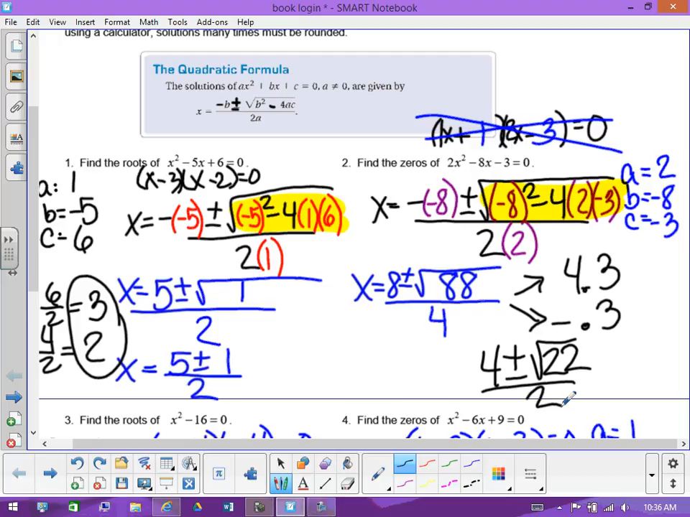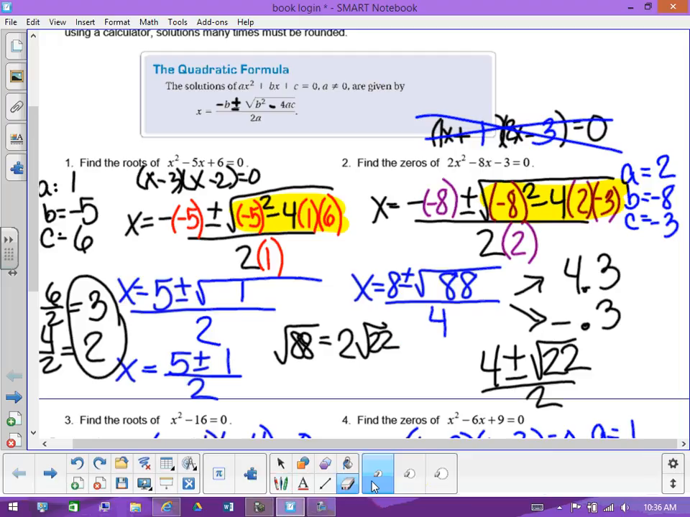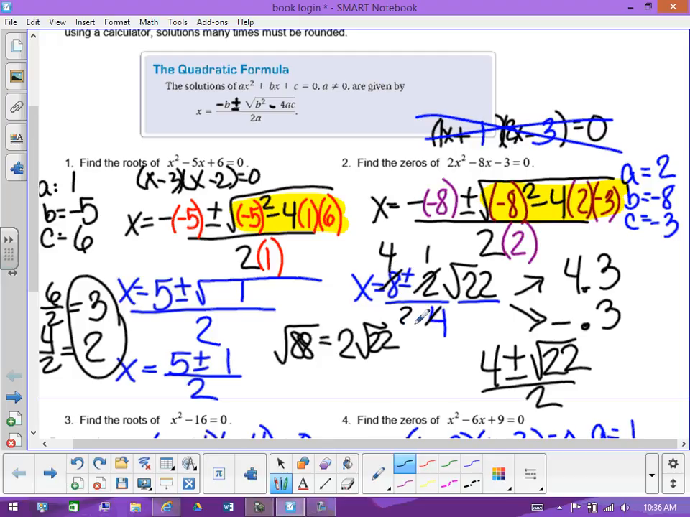Nope. But the reason is because, several weeks ago, we simplified radicals. If you simplify the square root of 88, you come out with 2 square roots of 22. So I can take this part right here and simplify that to 2 square roots of 22. Then I can divide everything in front by 2. Not the 22, but these. 2 goes in there once, 4, 2. There's my answer. 2 different forms. Divided by 2, okay.